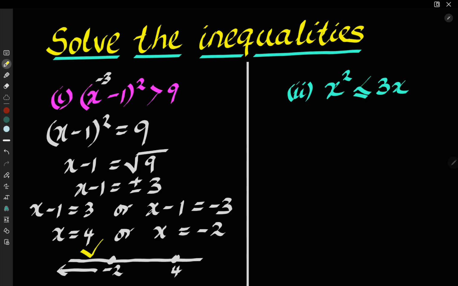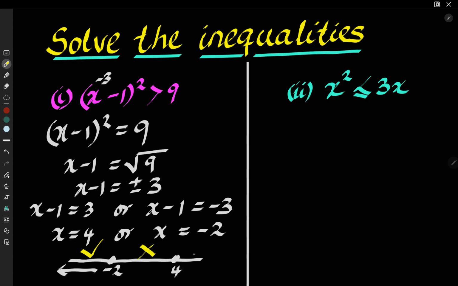So it is true. Usually how they work is that the next one will always be wrong. So if we take a number that is between negative 2 and 4, we can put a 0. If we put a 0, 0 minus 1 is negative 1, squared is 1. Is 1 greater than 9? That is false. That is not true.